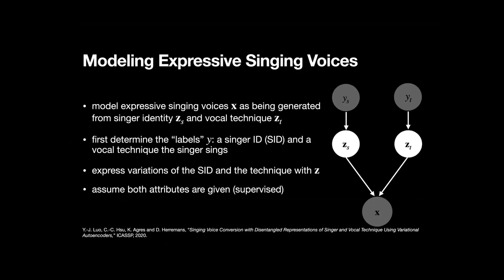So two attributes, in this case, it is the singer ID and the vocal technique. So the generative process simply says that to determine an expressive singing voice, we first determine which singer we want to sing with, and then which technique the singer is going to use. In this case, we assume both attributes are given. Both our attributes are supervised. So the singer ID labels are given, and the labels for vocal technique are also given.